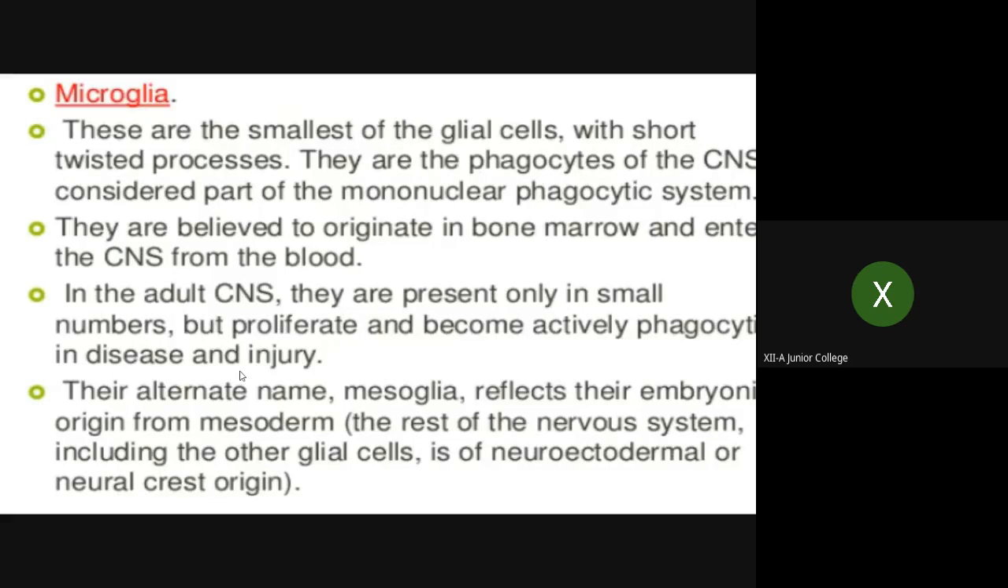They engulf the foreign material or the organism. So a few more points we'll add about the microglia, meaning the role. These are, as the word suggests, micro is smaller, the smallest of all the glial cells, with short twisted processes. They also have processes like the neuron, that is the dendrites. They are phagocytes of the CNS, considered part of the mononuclear phagocytic system.